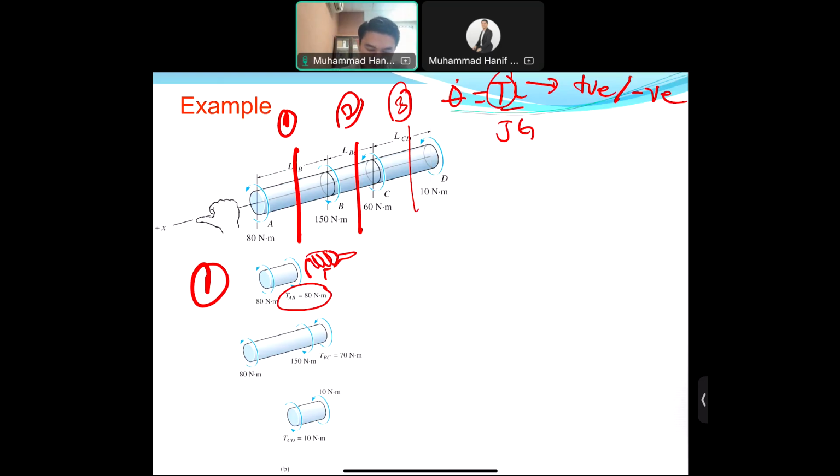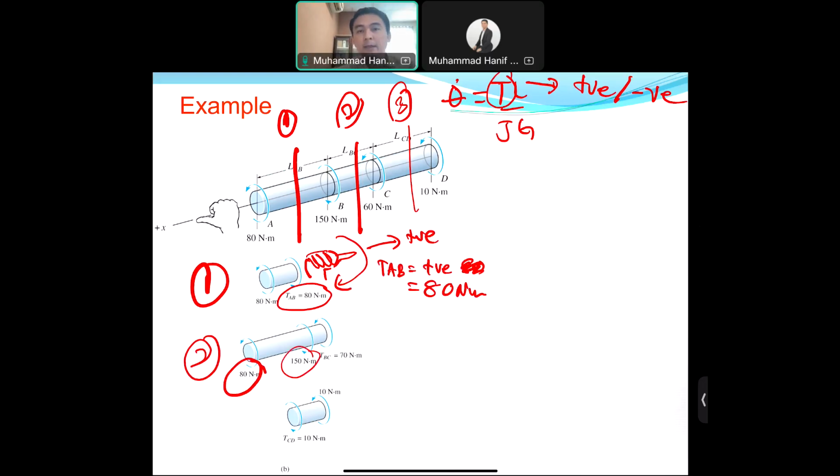Okay, we go to number 2. You cut it at the center and take the left part for your FBD. On the left part, we have external loads of 80 and also 150. So, TBC.